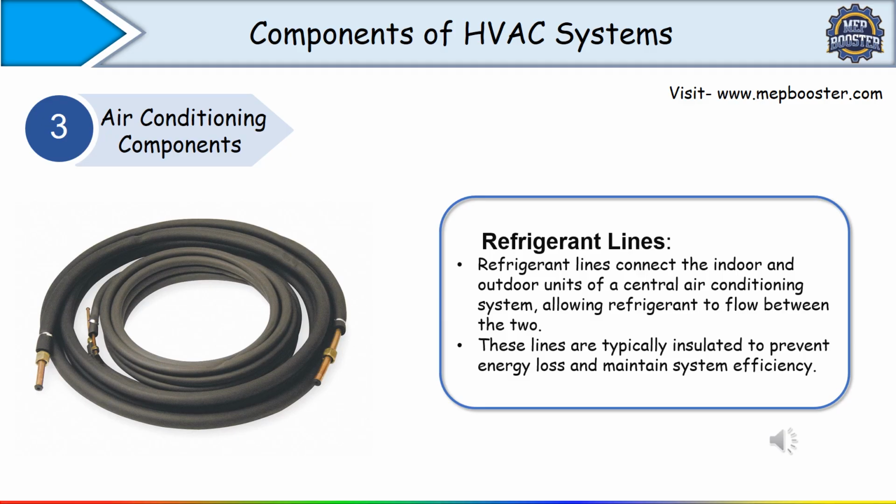Generally, in the figure, the insulation which we are showing is nitrile rubber. Sometimes we are using fiberglass. So different types of insulation material are used. So these are the components of air conditioning.